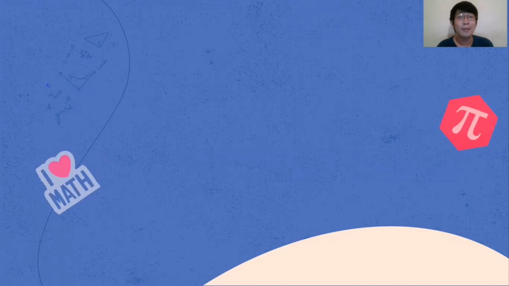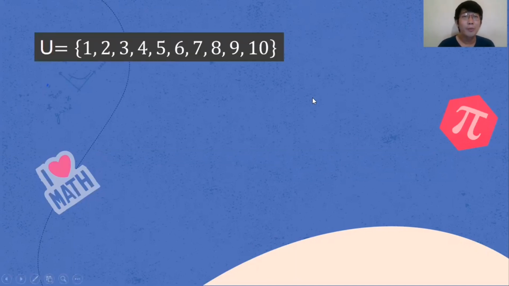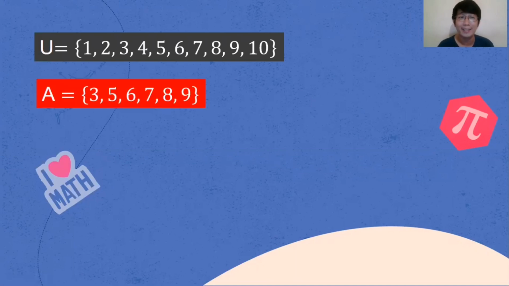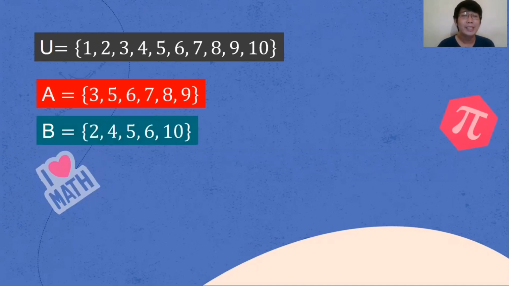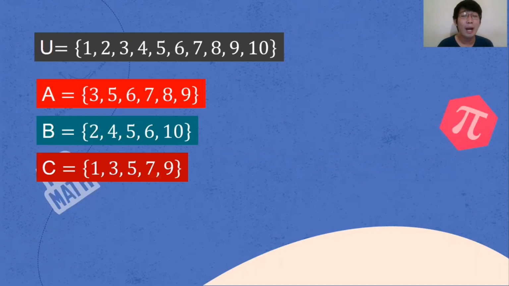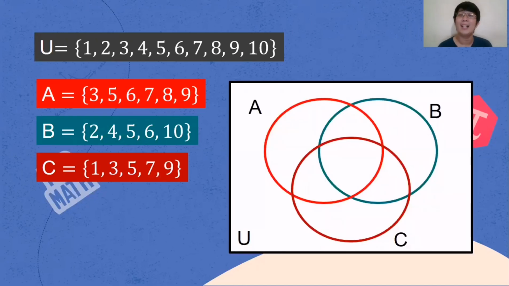Okay? Now, we will be having another example using universal set, set A, set B, and set C. We will now be having 3 given sets aside from the universal set. To start with, we have universal set 1, 2, 3, 4, 5, 6, 7, 8, 9, 10. Set A: 3, 5, 6, 7, 8, 9. Set B: 2, 4, 5, 6, 10. And set C: 1, 3, 5, 7, 9. So therefore, we have 3 circles in a given universal set. Sa loob po ng rectangle, meron po tayong 3 sets: set A, set B, set C.